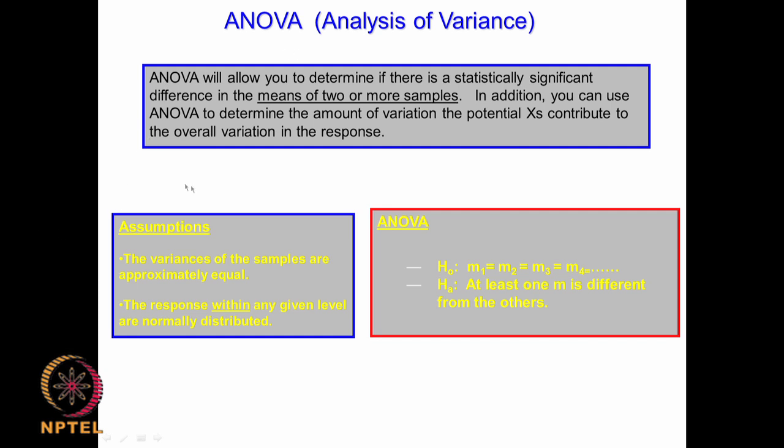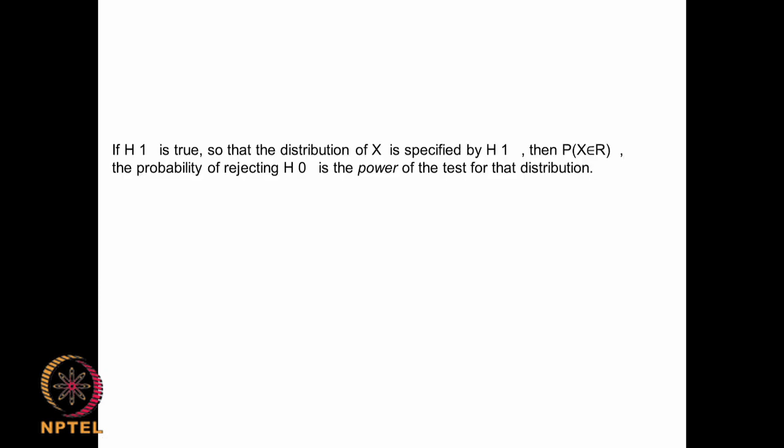The variances of the samples are approximately equal, the response within any given level are normally distributed. These are the assumptions. So, H naught will be all these are same, whereas HA is at least one variance is different. Okay. Then you get a p value less than 0.05. Okay. So, we have the t-test, different types of t-tests which are very powerful for comparing mean. Then we have the test for comparing variances like F-test and ANOVA, and then for ratios we have something called chi-square test which we will talk about later.